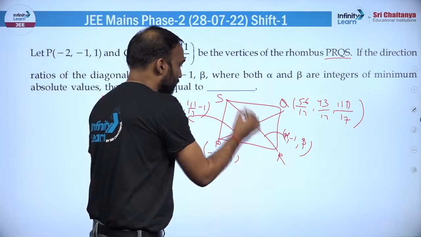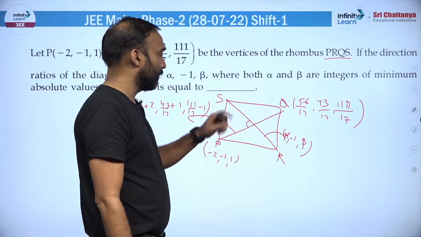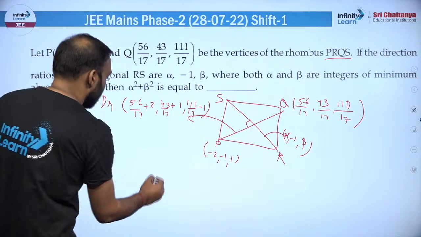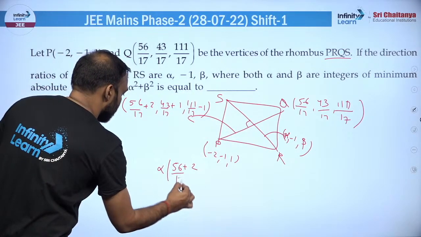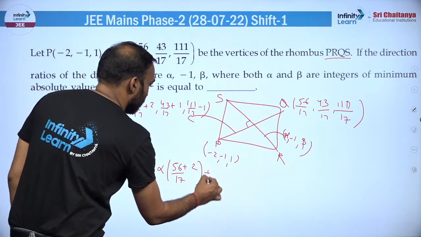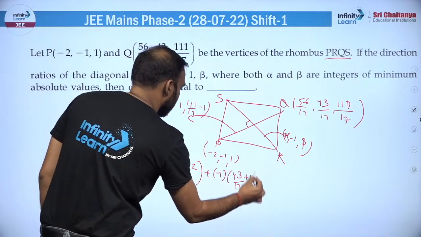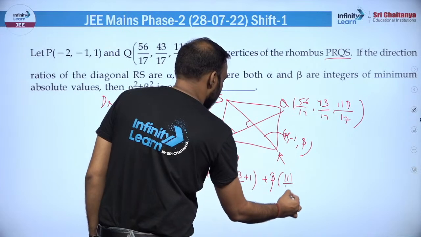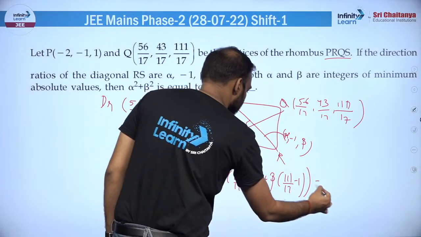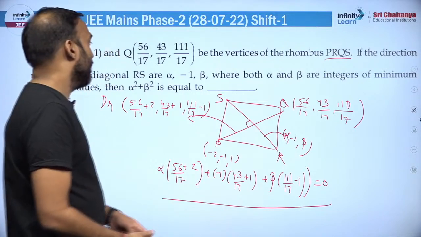Now we know the diagonals of the rhombus will be perpendicular. So their dot product is 0. So alpha into (56 by 17 plus 2) plus (minus 1) into (43 by 17 plus 1) plus beta into (111 by 17 minus 1) is equal to 0. So from here I'll get one equation in alpha and beta, right?